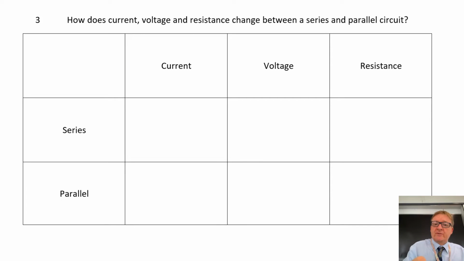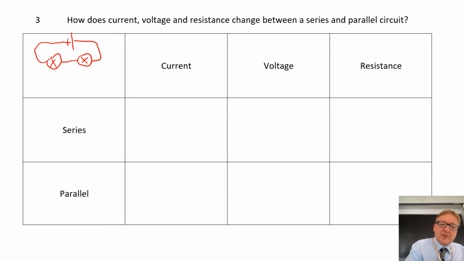So how does current, voltage and resistance change between a series and parallel circuit? To start off, I'm going to draw a bulb and a bulb like that. A series circuit is where the electricity can only flow in one direction. That looks like a terrible car. It can only flow in one direction, so it's just got one loop that it can go around.